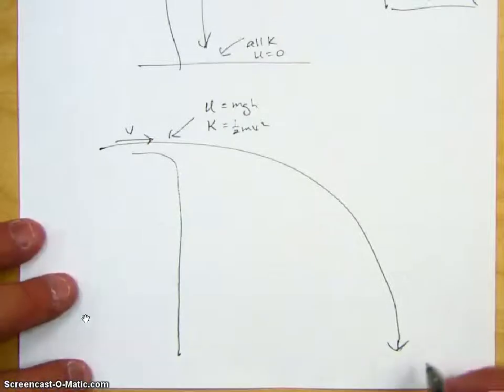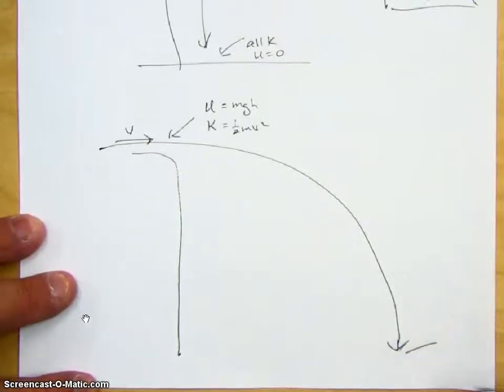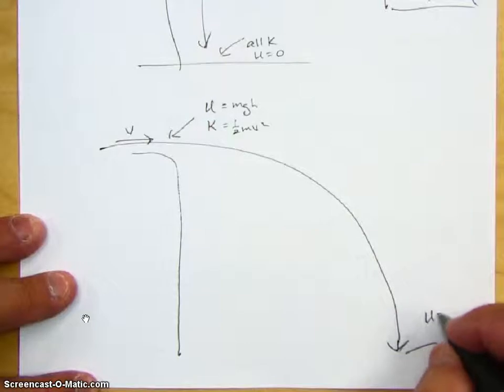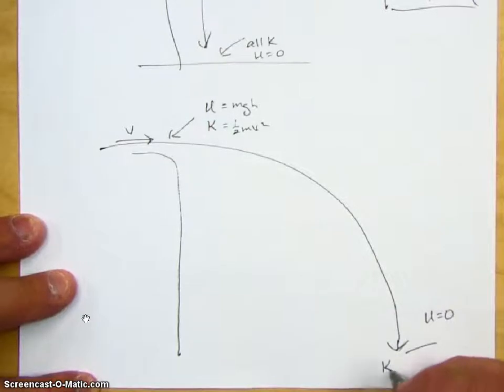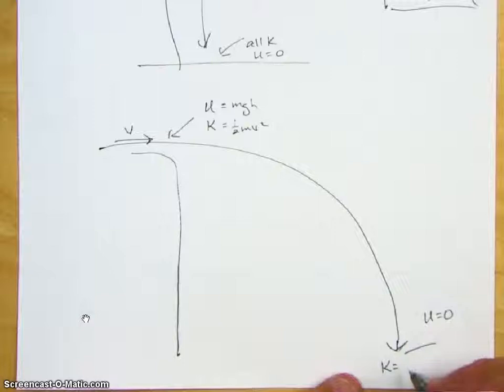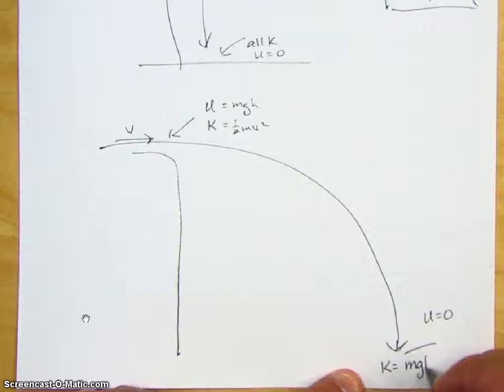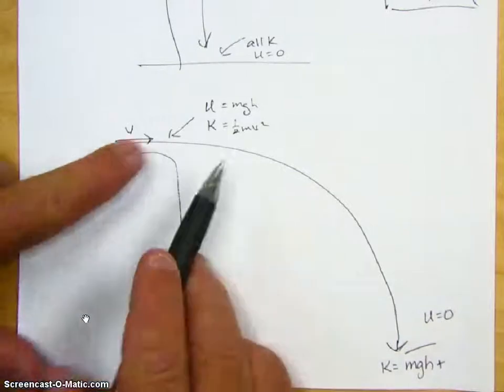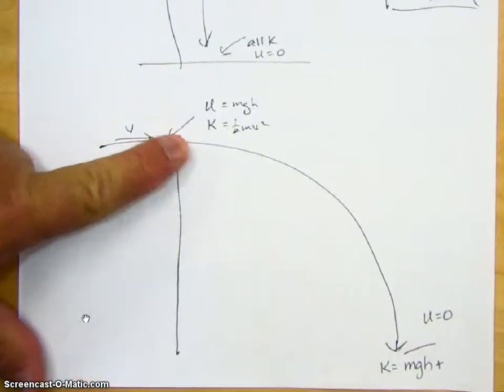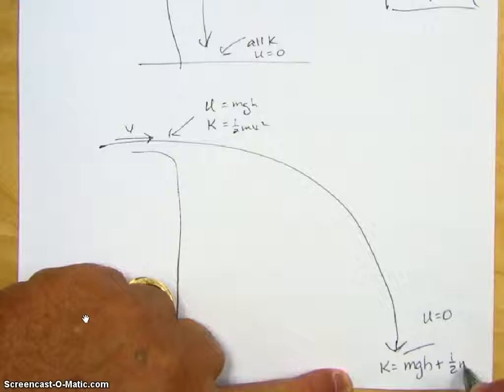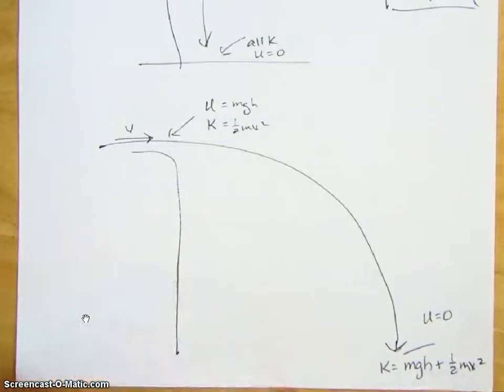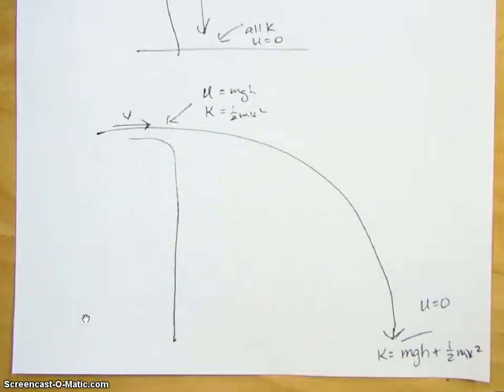When it gets down to this point, my U is going to be 0, but my K is going to equal what was gained from U, which is mgh, plus the initial kinetic energy it already had, 1/2 mv squared. So it's going to have more kinetic energy at that point.